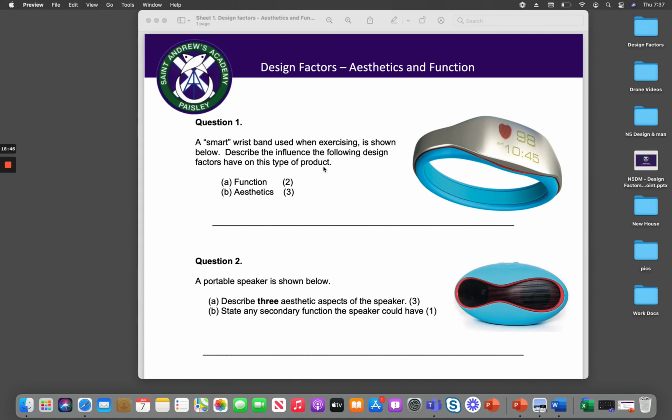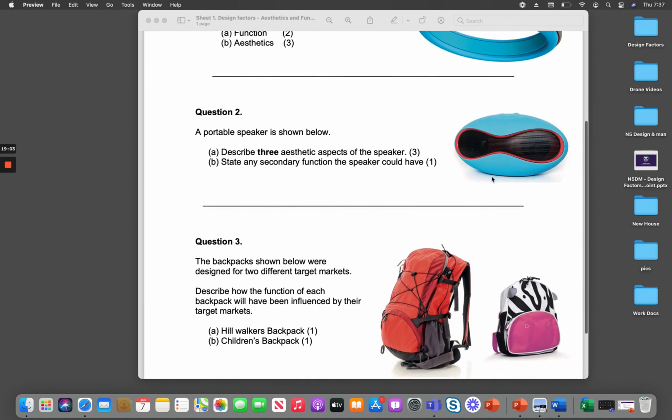So question 1, you're going to be asked to talk about the function and the aesthetics for a smart wristband. So something that kind of monitors your exercise goals as well as the time, if you look at the picture. Question 2, you're going to be talking about a portable speaker, and in there you're going to describe 3 aesthetic qualities. Right? Remember what we've just talked about, rewind the video if you forget, 3 different things you can talk about, and state a secondary function of what that speaker could do.